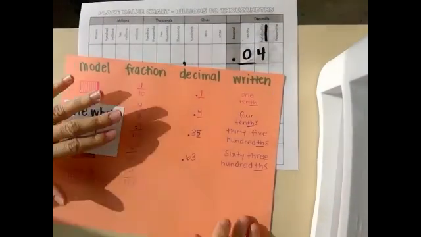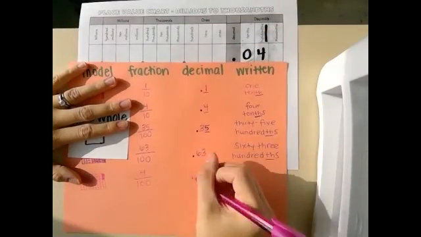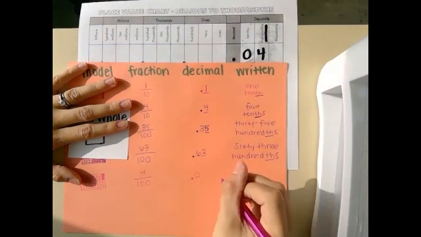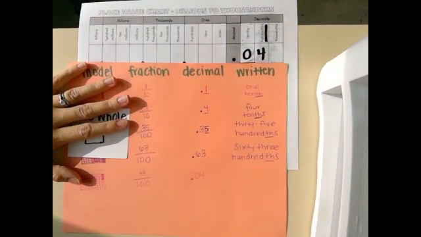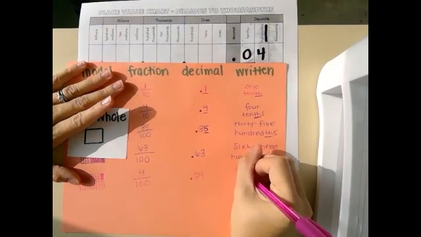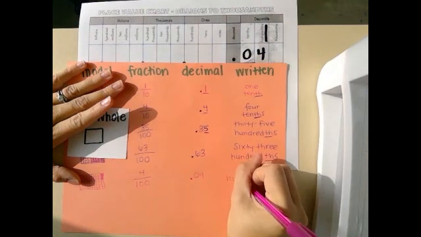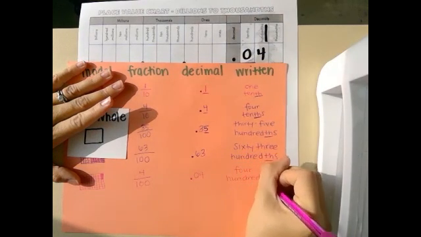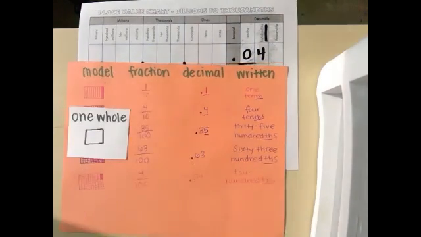So to write this decimal, I would put my decimal point, a 0 in the tenths, and a 4 in the hundredths. So you would write this as 4 hundredths. To make sure you write the TH, underline it to make sure it's there.